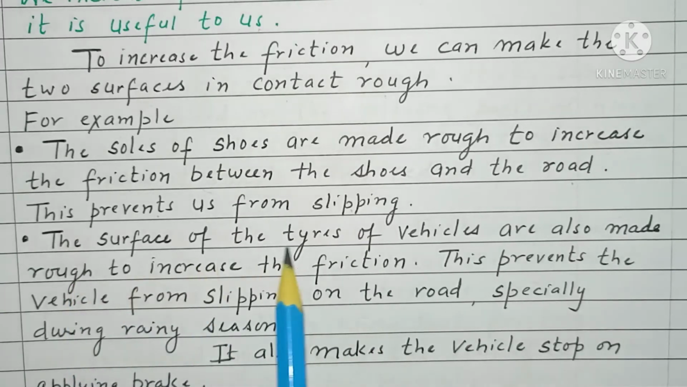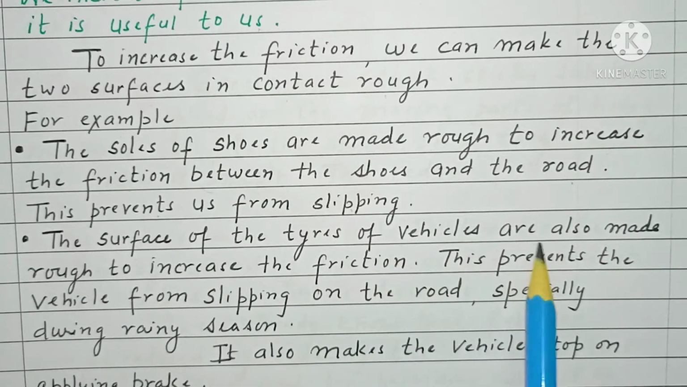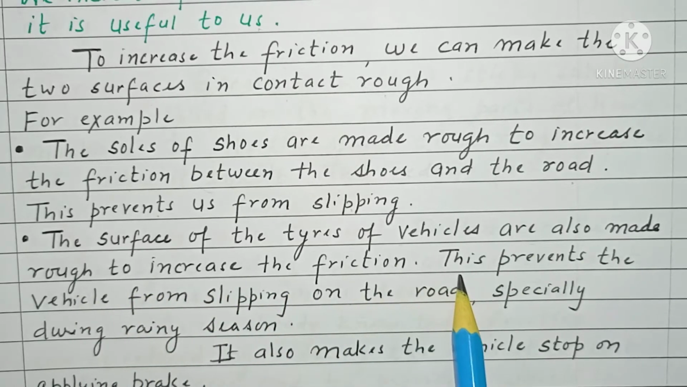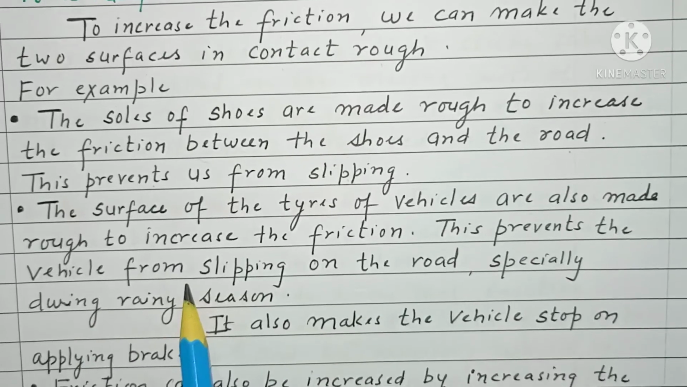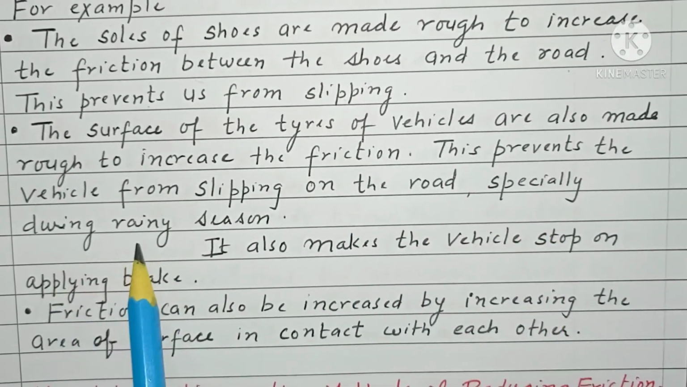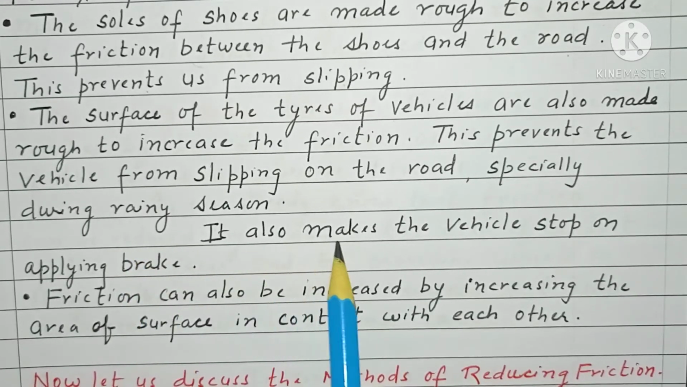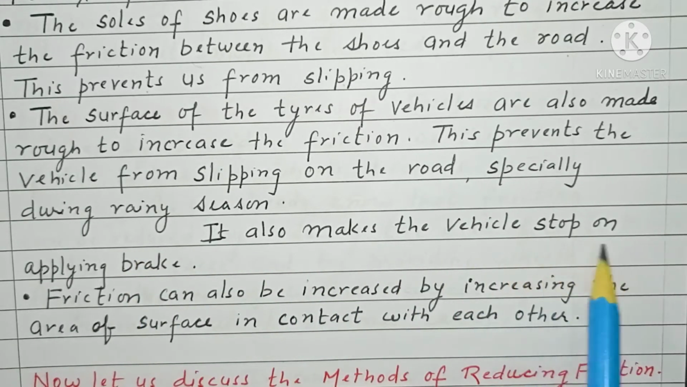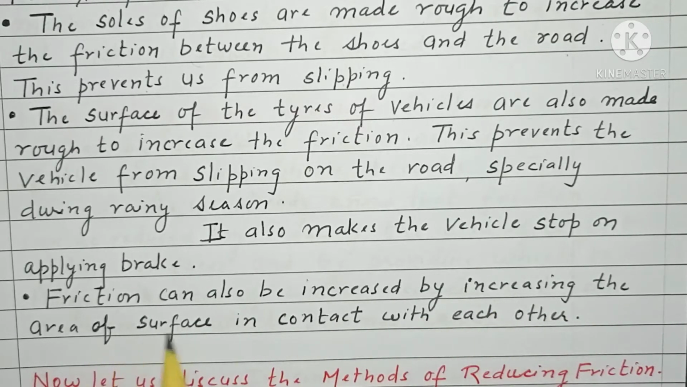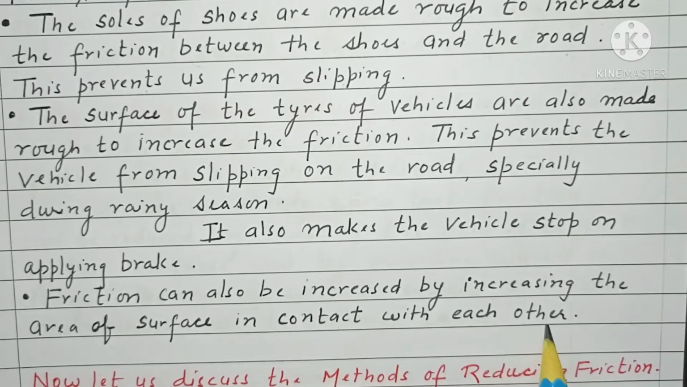The surface of the tires of vehicles are also made rough to increase the friction. This prevents the vehicle from slipping on the road, especially during rainy season. It also makes the vehicle stop on applying brake. Friction can also be increased by increasing the area of surface in contact with each other.